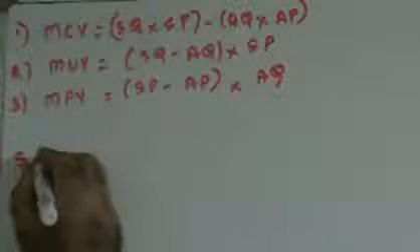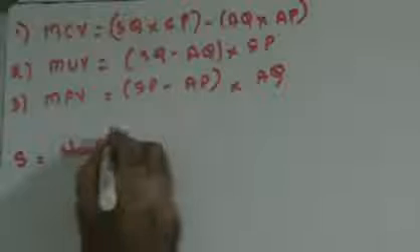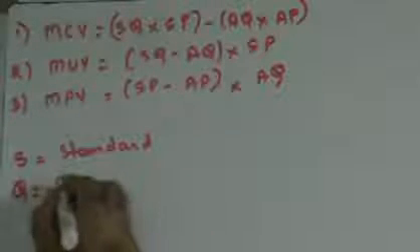S stands for standard, Q stands for quantity, P stands for price, A stands for actual, MCV stands for material cost variance, MUV stands for material usage variance, and MPV stands for material price variance.